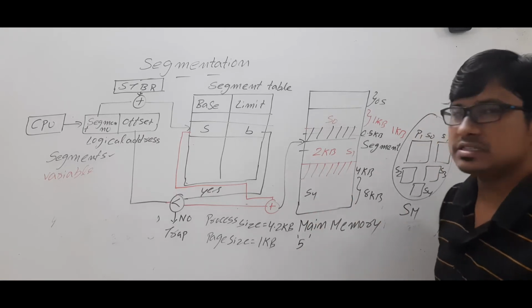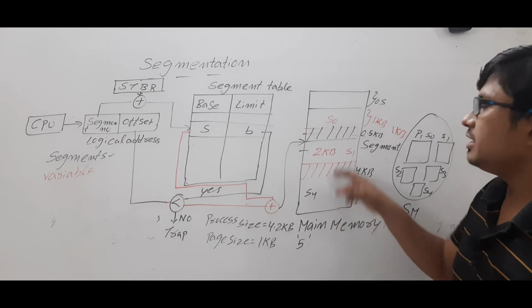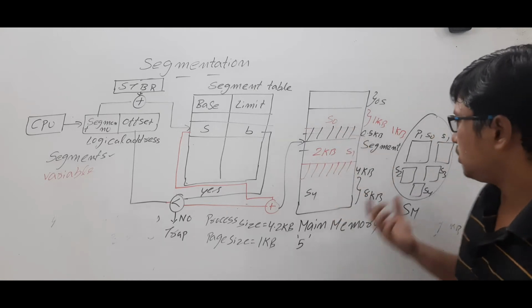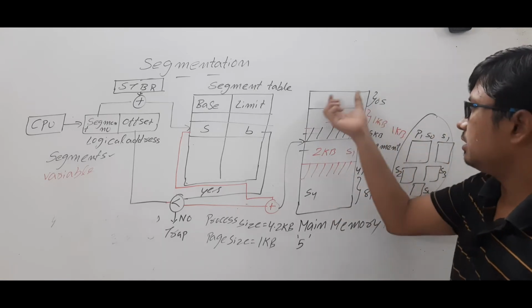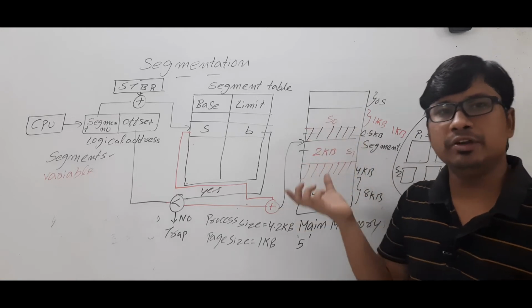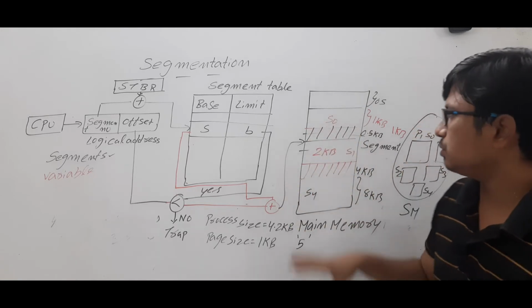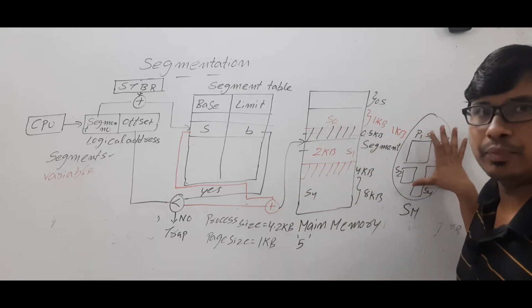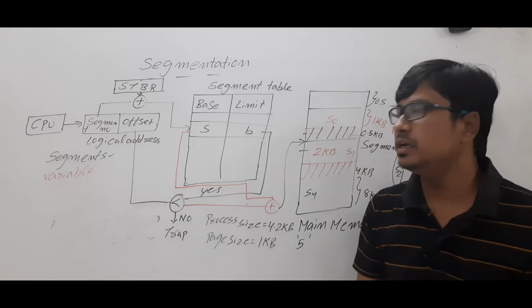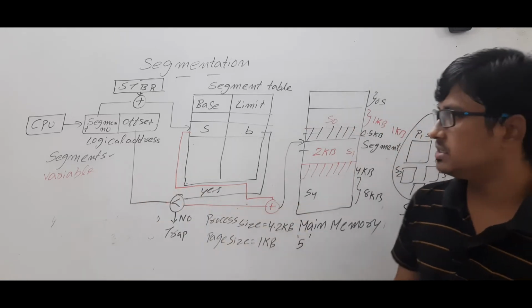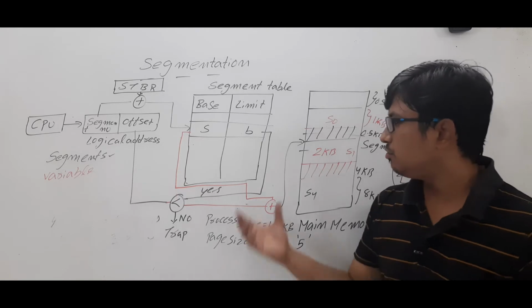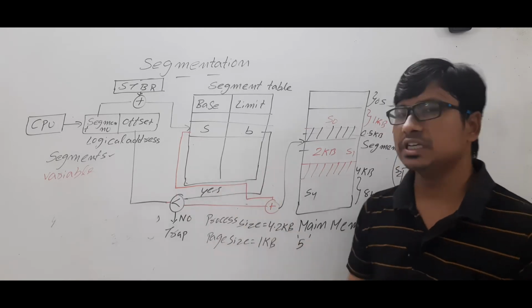So what I can say is that it will be variable partitioning based on the size of the segment. The particular amount of main memory will be allocated. Is it clear? So I can say that the process and the main memory are divided into segments. Now we will discuss a few important points related to segmentation.